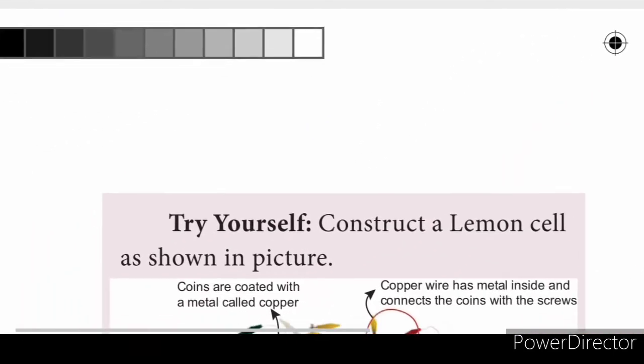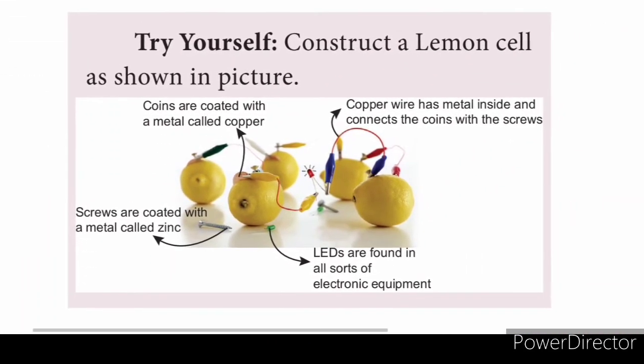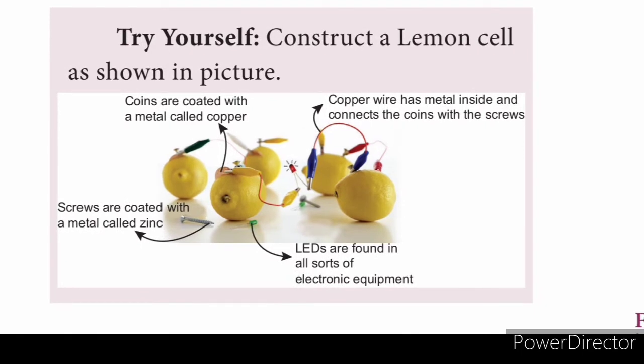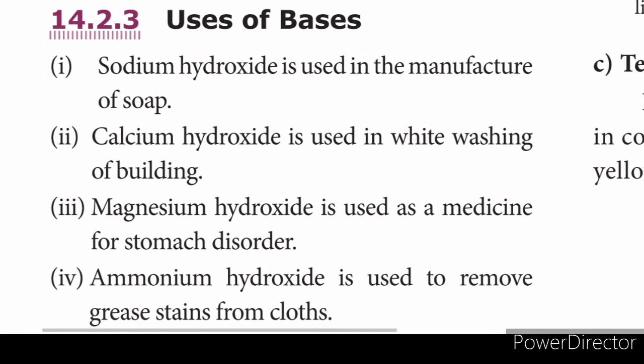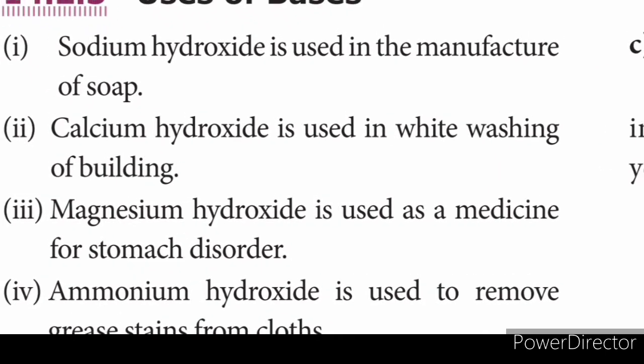Next, try it yourself. Construct a lemon cell as shown in the picture. Coins are coated with a metal called copper. Screws are coated with a metal called zinc. Copper wire connects the coins with the screws. You have to collect all these things and perform this experiment. We will discuss this in the normal class, after the school reopens.